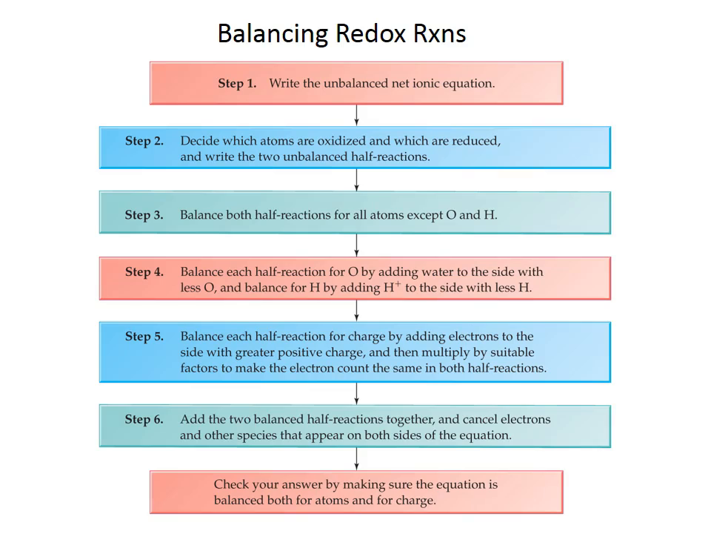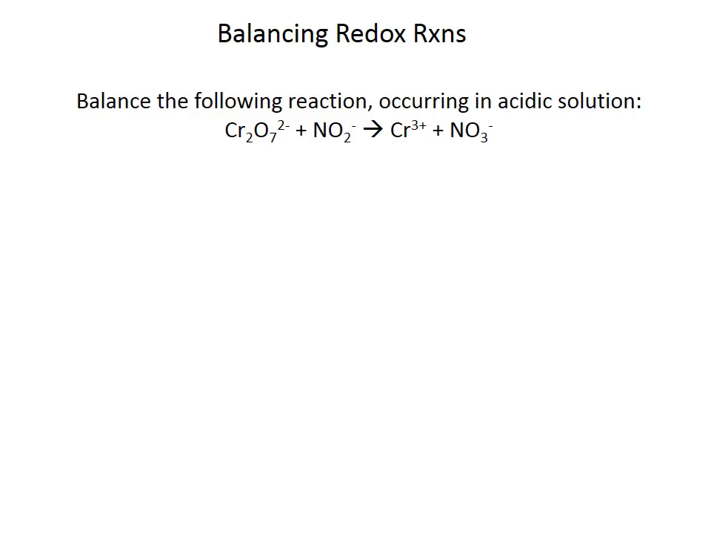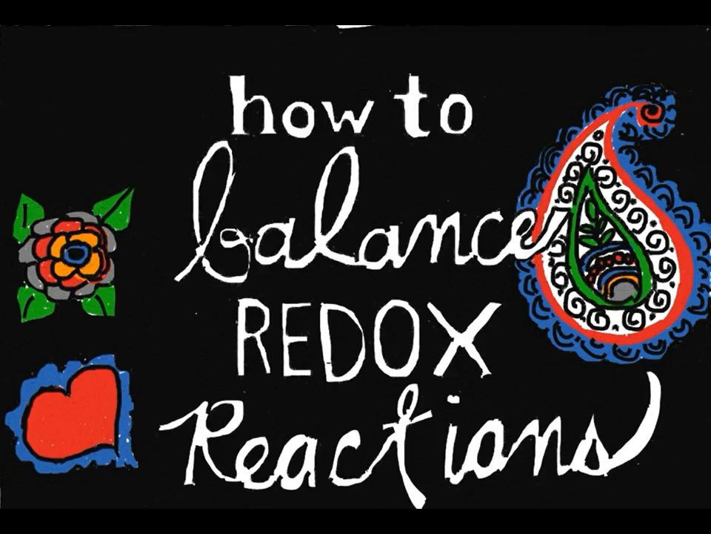This is the figure from your book, which is just slightly different than my list, but we will look at both of them. And here we have a redox reaction occurring in acidic solution. We're going to use this reaction as an example of how to balance redox. Okay, so this is a little tutorial on how to balance redox reactions. We'll start with acidic solution.